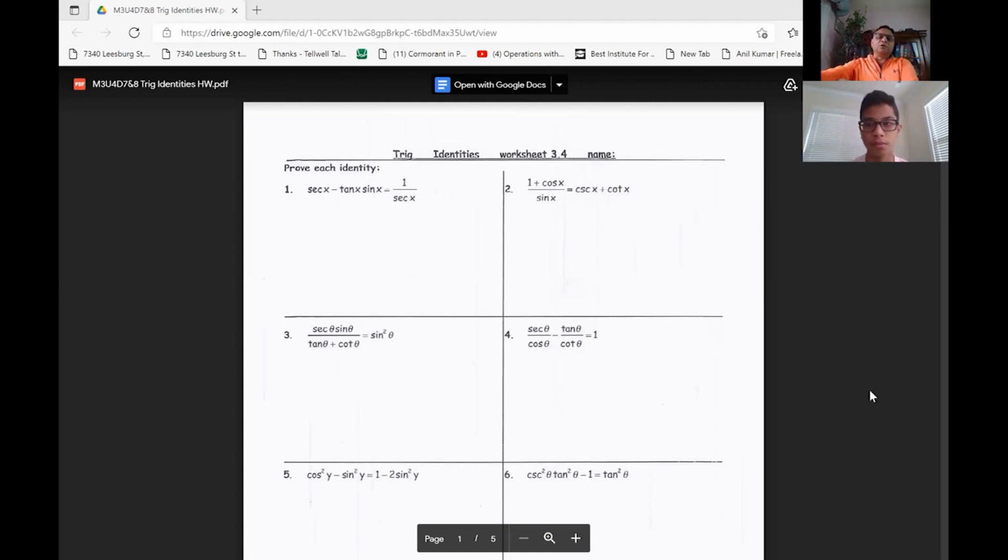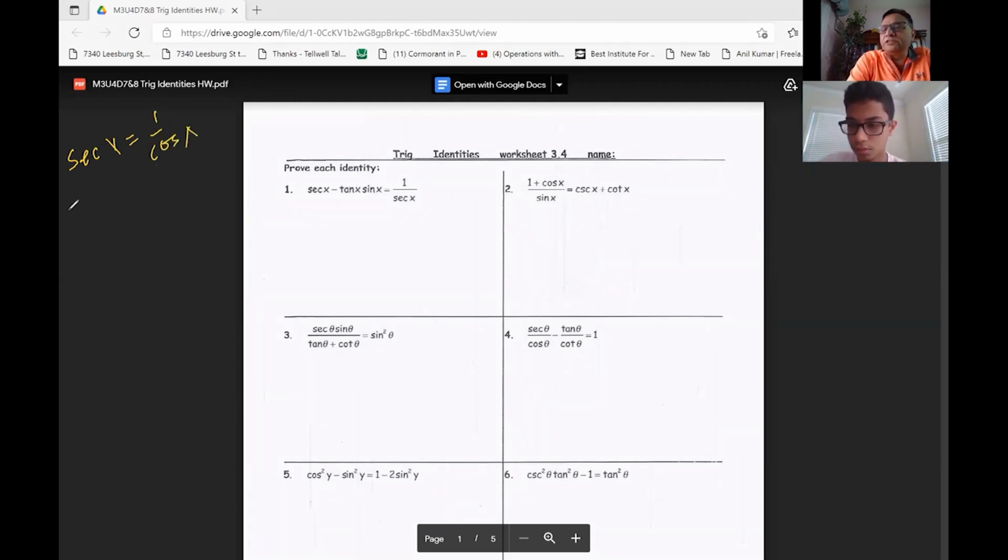Perfect. So these are trig identities. Secant x minus tan x sin x equals 1 over secant x. That is our very first question. Now, since you are in grade 8, let me give you some heads up on what secant x is and how to go about it. Secant x is the reciprocal of cos x, correct? Yeah.